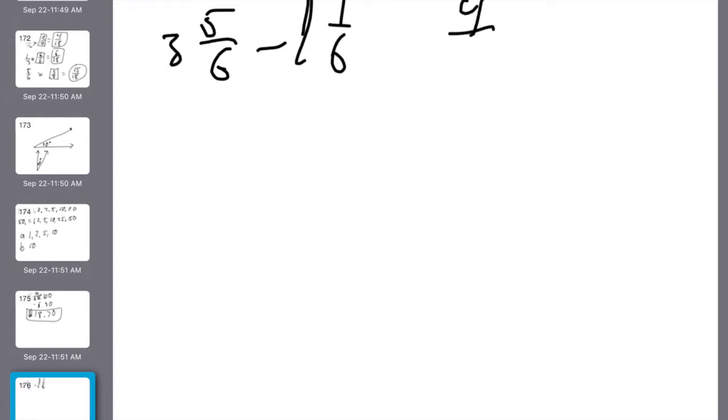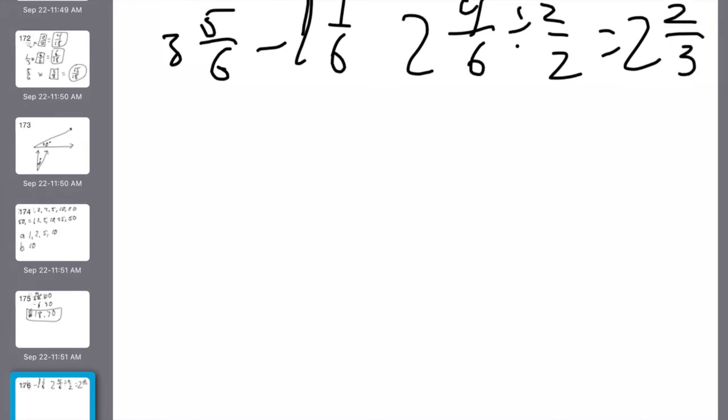Number 18. I have 3 and 5/6 minus 1 and 1/6. Subtract the numerators, 4. Denominators stay the same. Subtract my whole numbers is 2. Reduce by dividing by 2 gives me 2 and 2/3.